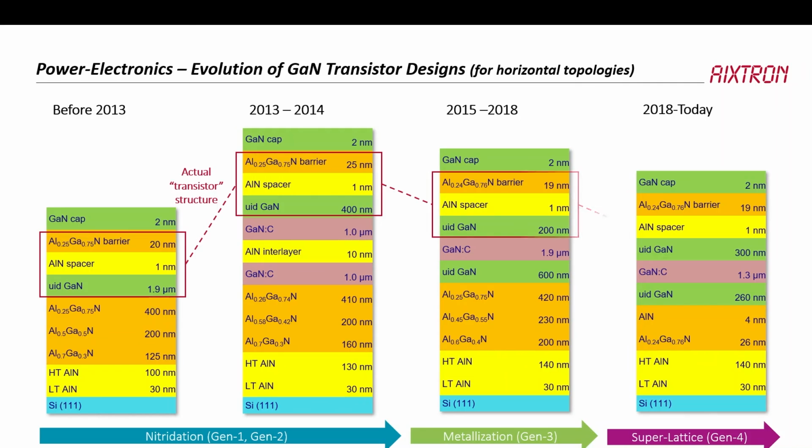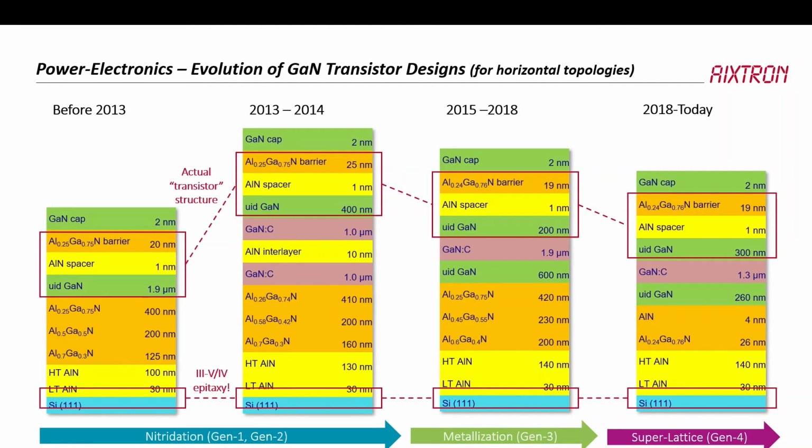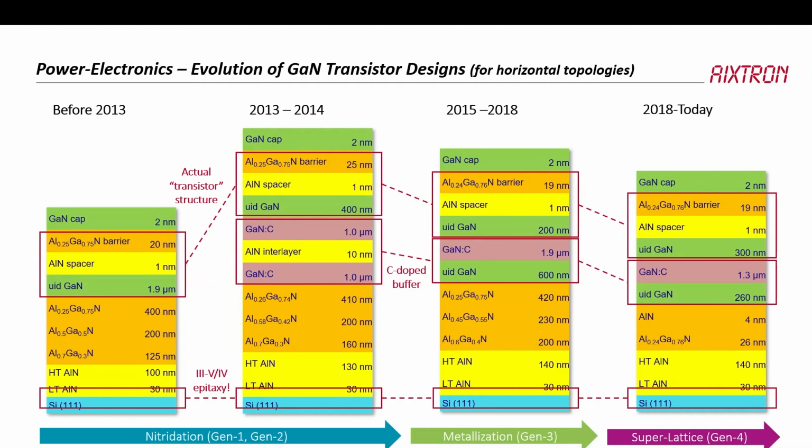So to dissect this, this is the actual transistor structure. This is the payload of the entire structure. This is what we want. And all the rest is extra stuff that we need to do to make it work. Then we have the 3,5 on 4 epitaxy, very tricky because 3,5 and 4 don't necessarily match very well. And next thing is the carbon-doped buffer to basically insulate the transistor structure from all that we're doing down here.